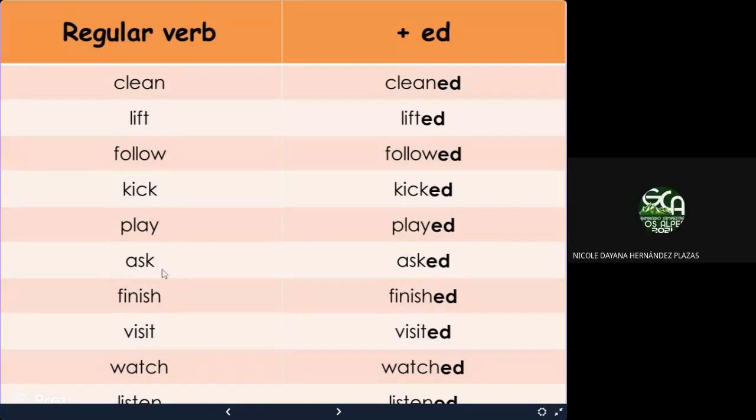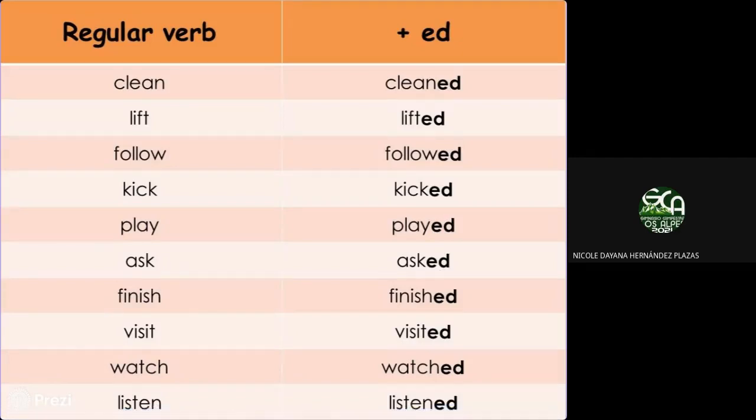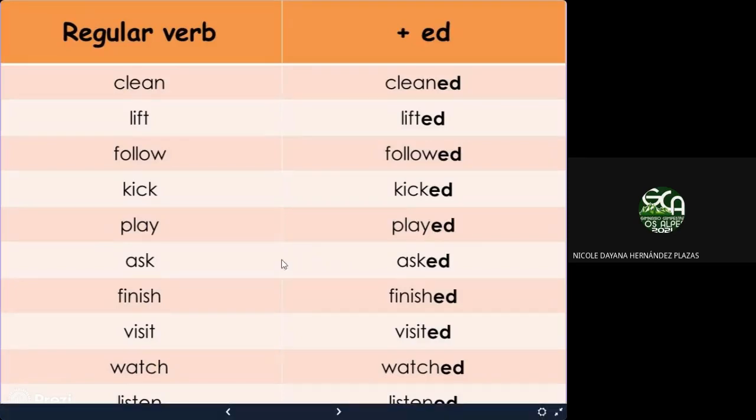What about ask? Preguntar. Preguntar. So the pronunciation of this one: asked, like with a final T. Not "asked" with ed, but I have asked. It's hard, but don't worry.